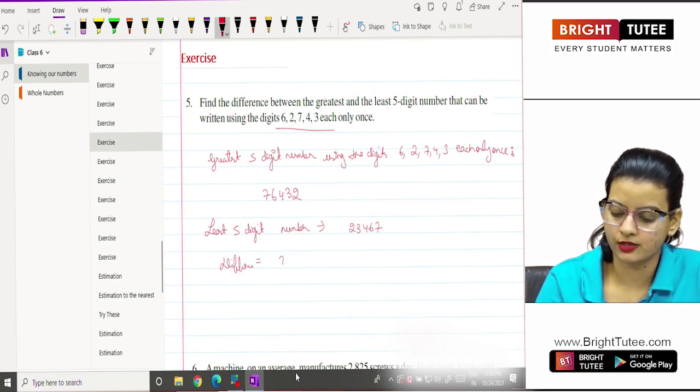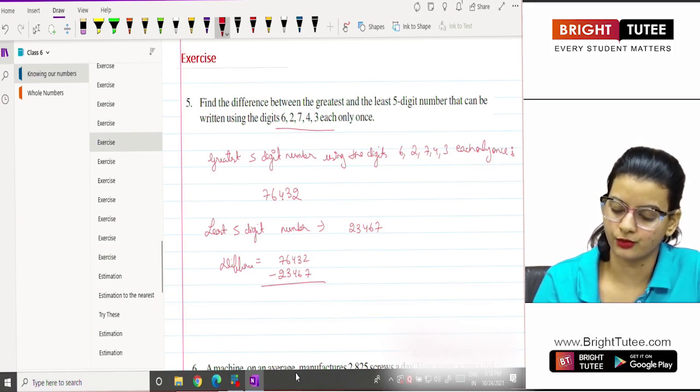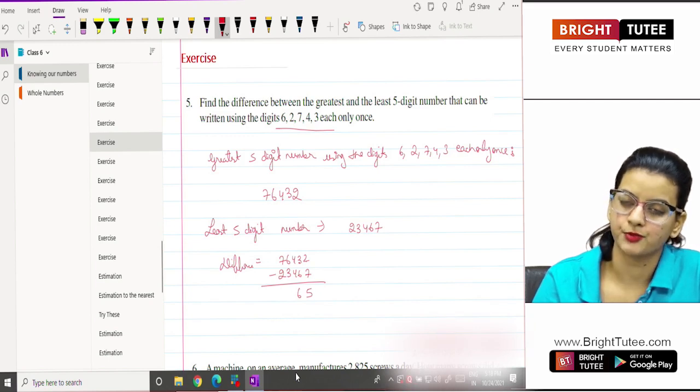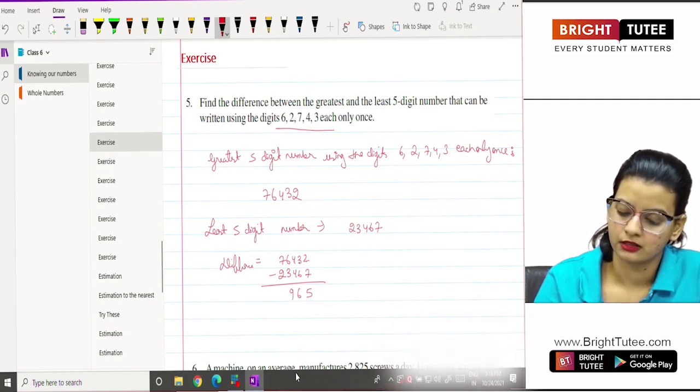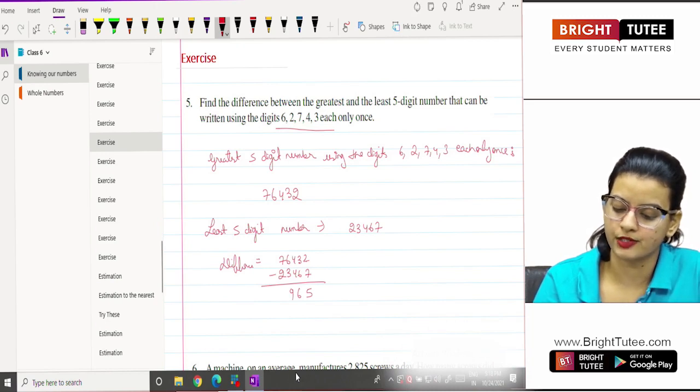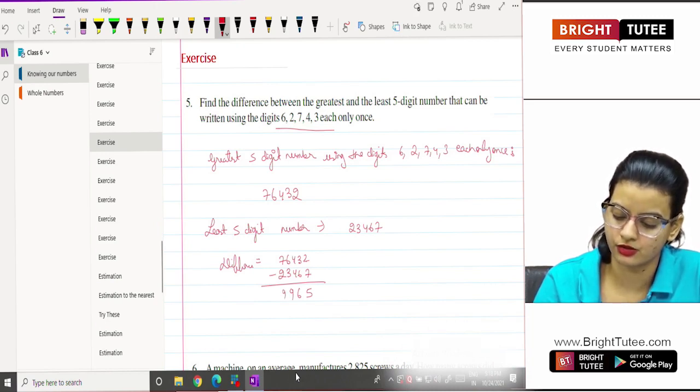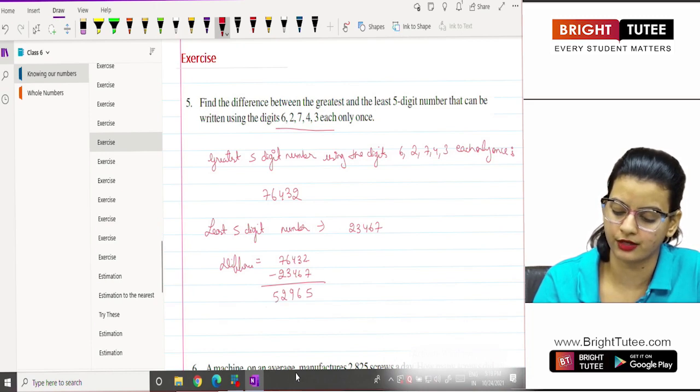The difference is equal to 76,432 minus 23,467. Let's find out. This becomes 12. 12 minus 7 is 5. Now this becomes 2 and it has borrowed 1 again. So 12, 12 minus 6 is 6. This becomes 3 and it has borrowed 1, so this becomes 13. 13 minus 4 is 9. This has given 1, so this becomes 5. 5 minus 3 is 2, and 7 minus 2 is 5.